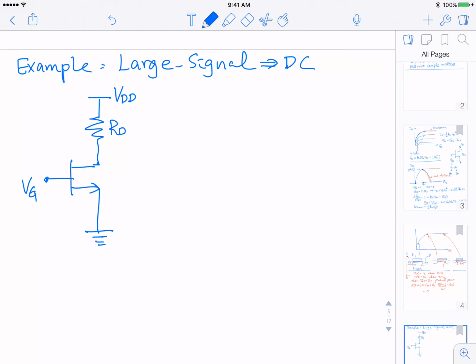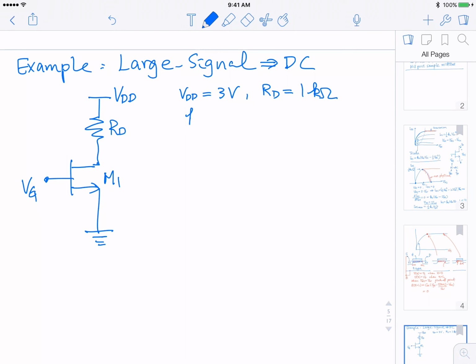Let's say VDD is equal to 3 volt, okay? RD is 1 kilo ohm. And for this transistor, we often label transistors by M. M stands for, obviously, MOSFET. So if you have more than one transistor, then it's M1, M2, and so on, labeled sequentially. Here we have just one transistor, so it's M1.